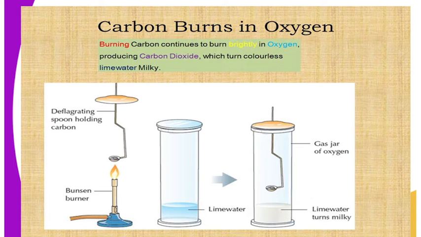And what are the chemical properties of carbon? Carbon burns in oxygen to give us carbon 4 oxide. And how are we going to know that it gives us carbon 4 oxide? When you burn carbon in oxygen gas where there is lime water, the lime water will turn white. This is because carbon dioxide that is formed due to the reaction of carbon and oxygen reacts with lime water, which is calcium hydroxide, to form calcium carbonate, which is a white precipitate.